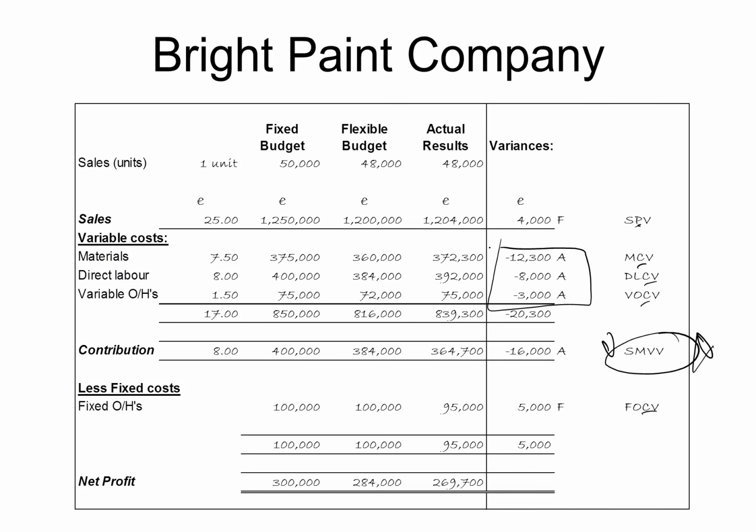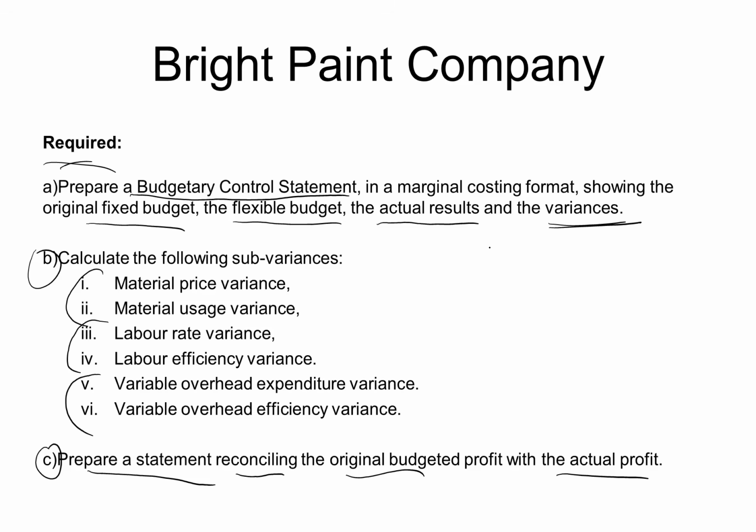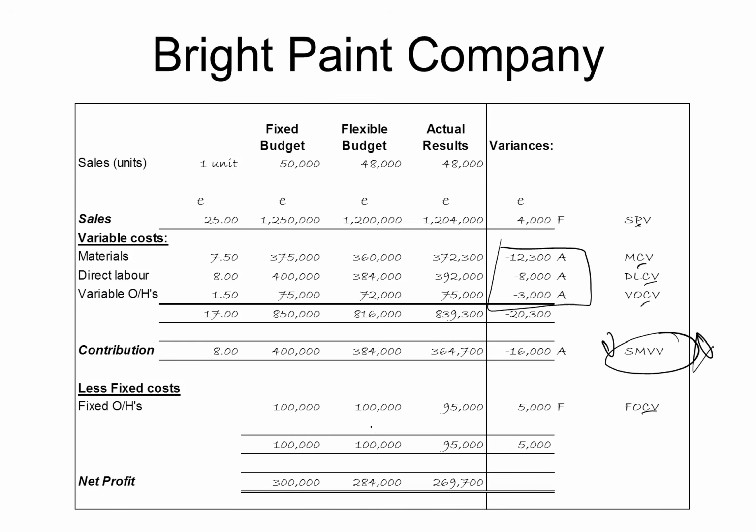So if we just go back and have a look at the question, we can see we're asked to analyze the material variances into a price and usage variance, the labor variance into a rate and efficiency variance, and the variable overhead variance into an expenditure and efficiency variance. So that's what we're going to look at doing now. I'm going to start off with the direct materials. I'm going to divide it into a direct material price variance and direct material usage variance. So let's have a look at that.